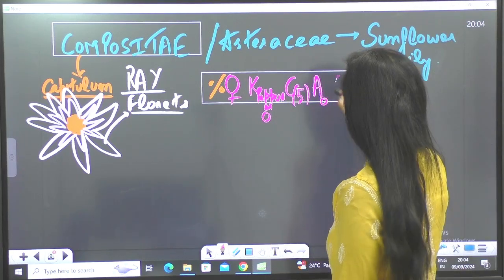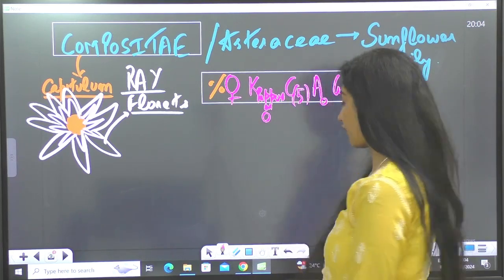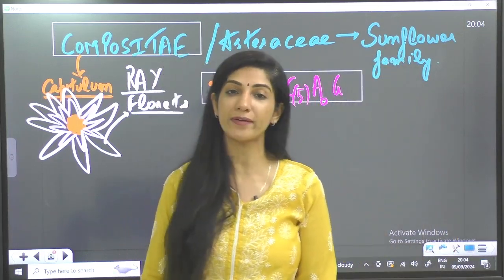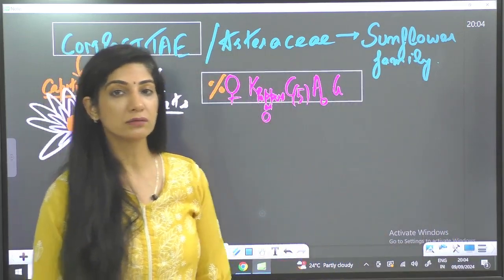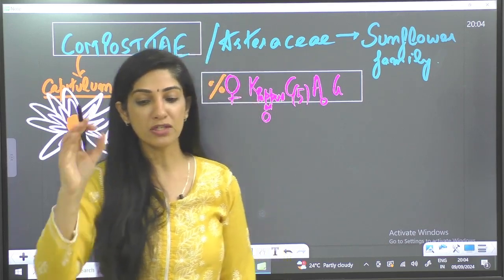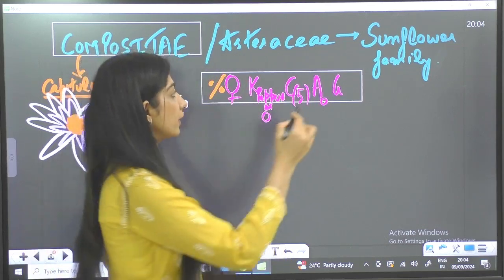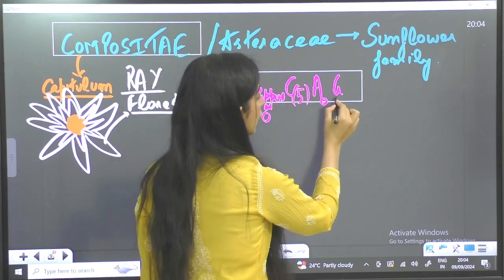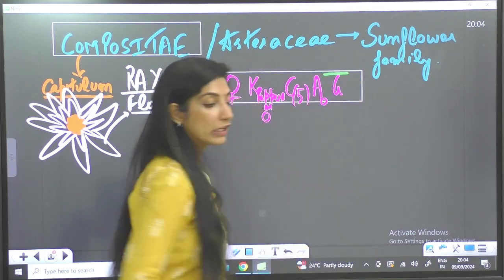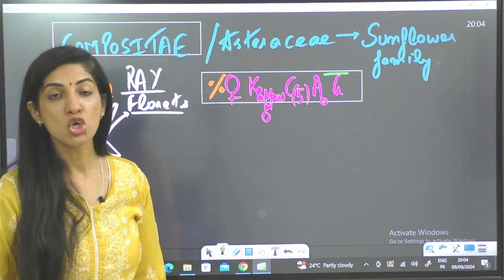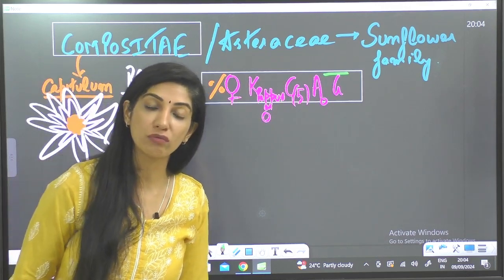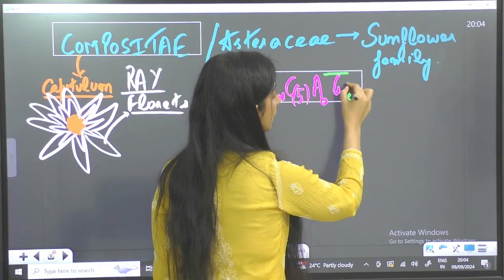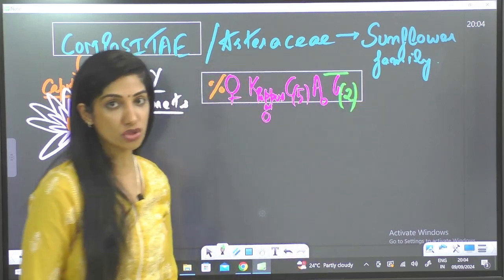And lastly, this is the trick. You people keep asking for tricks, but when they are given, it is your job to appreciate them. This is the only family where you will find inferior ovary. No other family has inferior ovary, inferior gynoecium. There are 2 carpels, bicarpellary syncarpous condition.